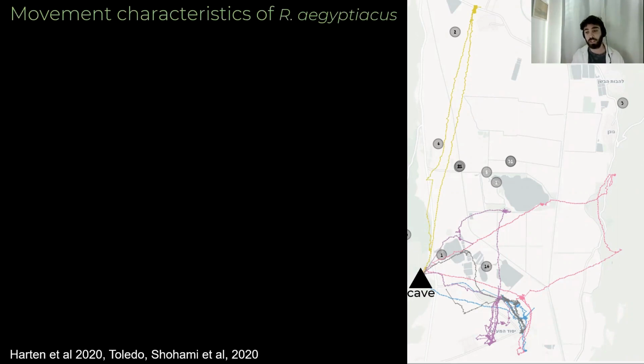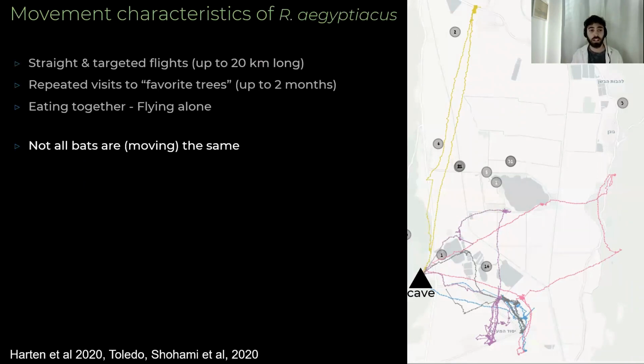But in here, there are a few things that are already evident just by looking at these 5 individuals foraging for one night. And that is that, first of all, at least some individuals fly in very straight and targeted flights. Some of these flights between trees or from a cave to a tree are up to 20 kilometers long, and sometimes even more. It just goes beyond the range, so we can't really tell, but probably more than that. They keep coming back to the same trees night after night, up to 2 months.